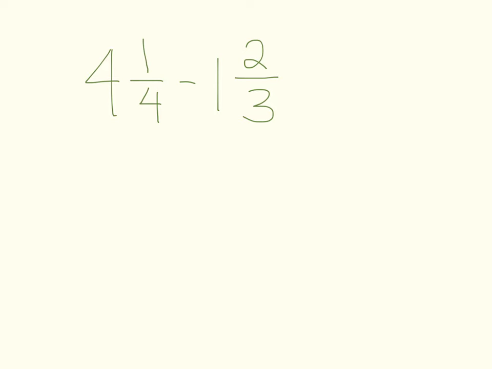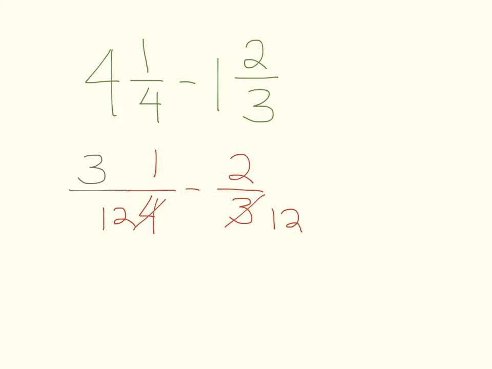Let's take a look at this example. 4 1/4 minus 1 2/3. So we subtract our fractions first, 1/4 minus 2/3. We have to find the common denominator, and let's make it both 12. So if my denominator is 12, my numerator is 3. If my denominator is 12, my numerator is 8. So you see here that we have 3/12 minus 8/12.